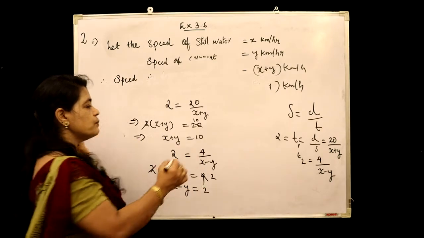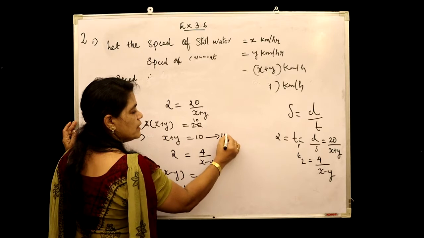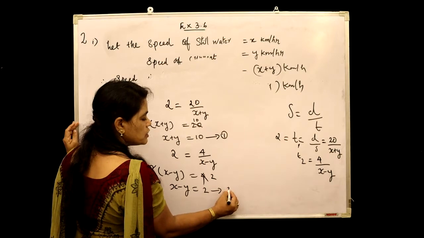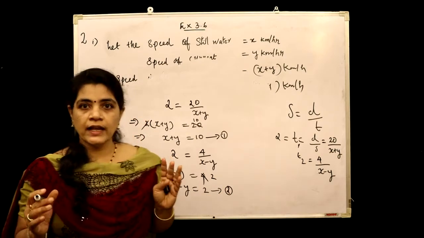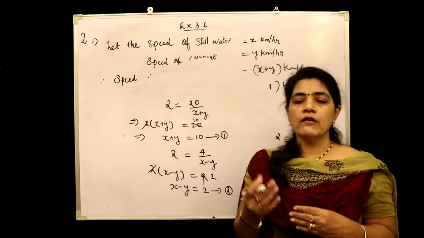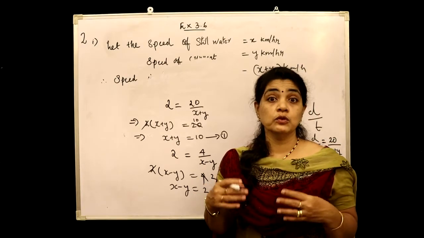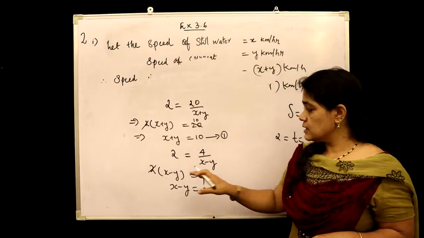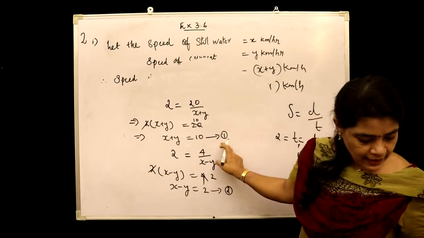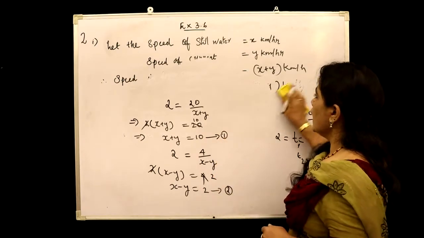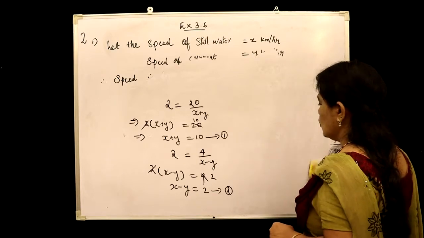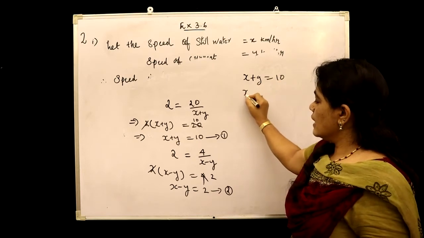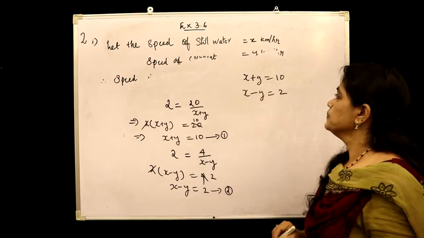So now we have x plus y is equal to 10, that can be equation number 1, and x minus y is equal to 2, this can be equation number 2. How we formulated the equation is clear children? That means we have represented both situations with respect to time, and we have solved by cancelling 2 from both sides and simplifying, and we have the equations x plus y is equal to 10 and x minus y is equal to 2. So we are going to solve. x plus y is equal to 10, x minus y is equal to 2.